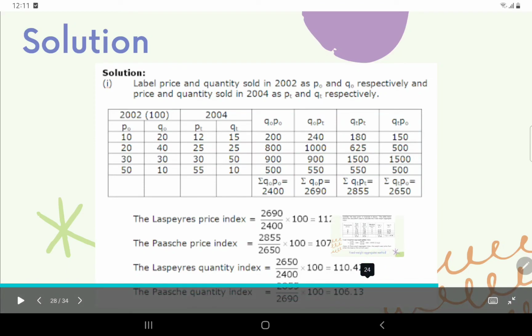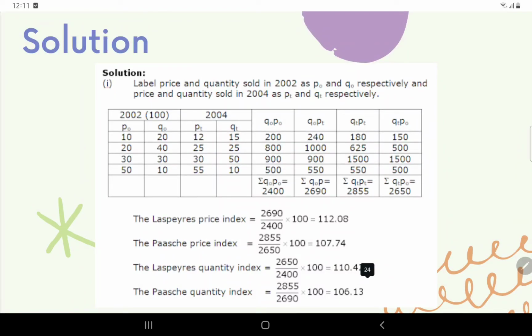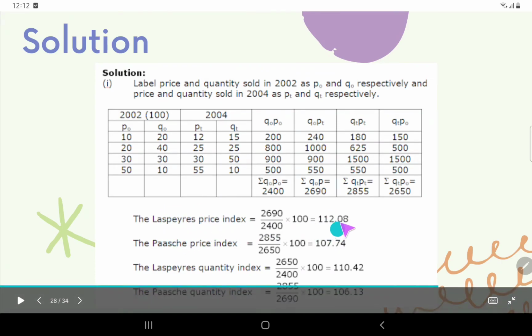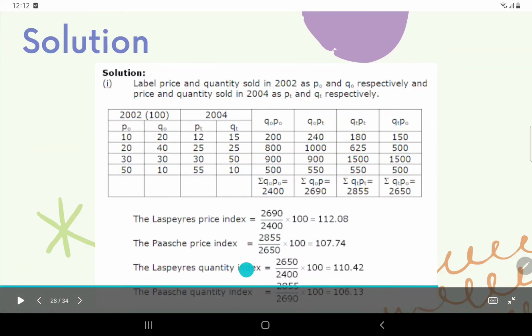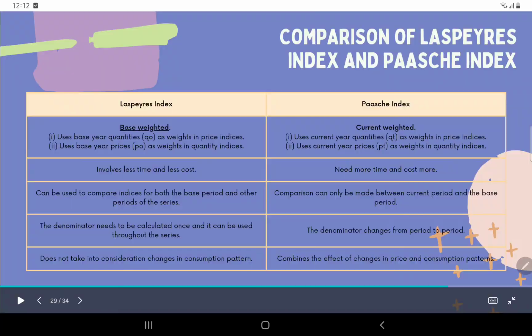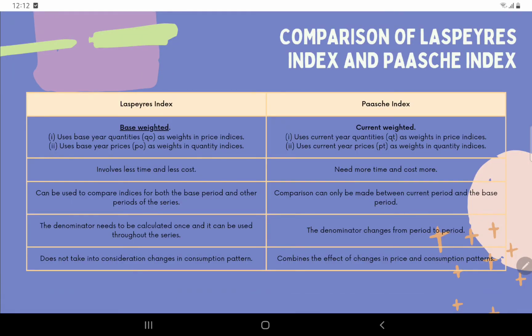So we can see here for both methods we will receive different answers. Price index untuk Laspeyres and price index for Paasche formula dia punya value akan jadi lain. Quantity index for Laspeyres dengan Paasche pun value dia akan jadi lain. So this is the comparison of Laspeyres index and Paasche index. For Laspeyres index, it is base weighted, meanwhile for Paasche index, it is current weighted.